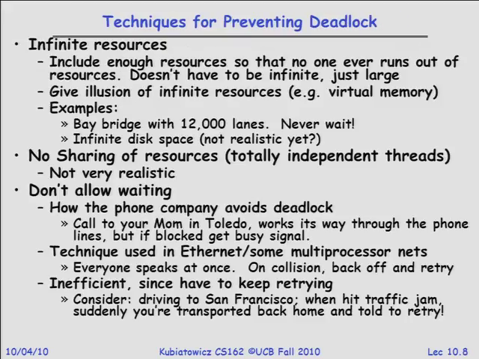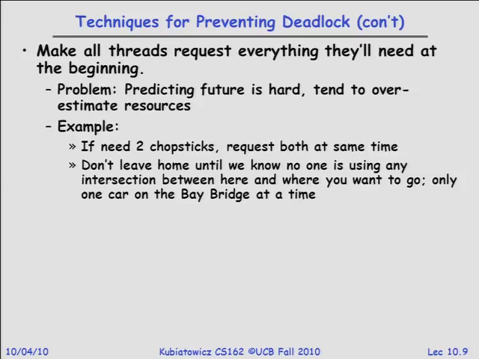Okay, so another technique is we could make all threads request everything they need at the beginning. If everybody always requests everything they need, then we either give them all their resources or not, and therefore they're never doing a hold and wait scenario. You either get everything you need up front or you don't. Okay, we just got rid of deadlock. If you need 2 chopsticks, you request both of them at the same time. Or you don't leave home till nobody's using any intersection between here and San Francisco. Now, of course, what's the downside of this?